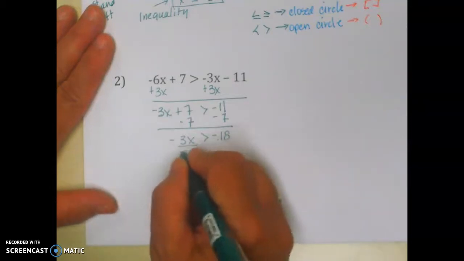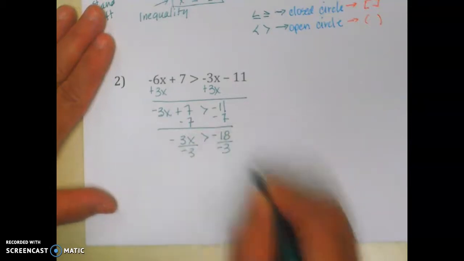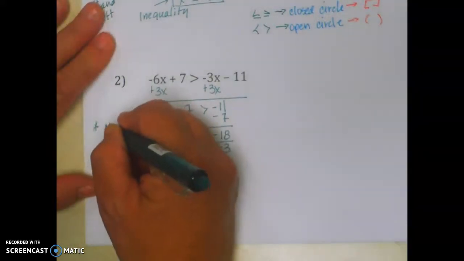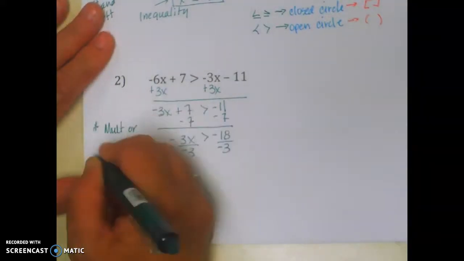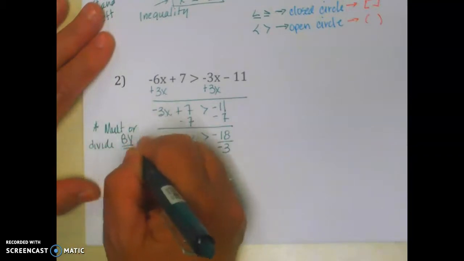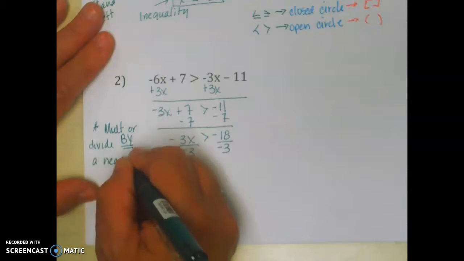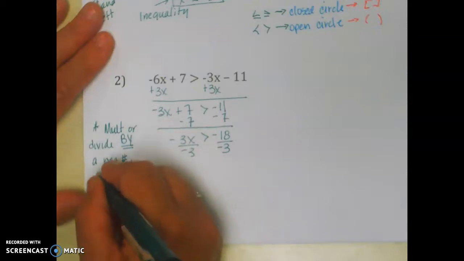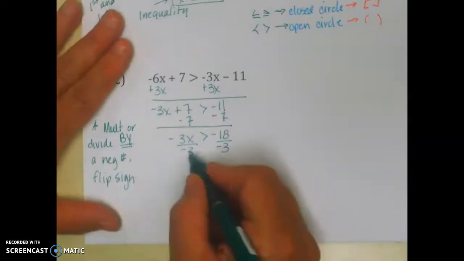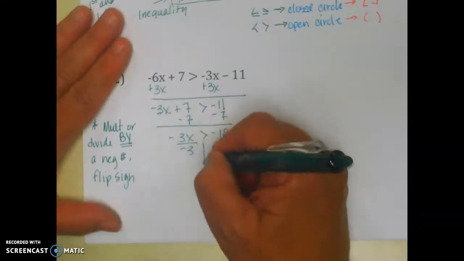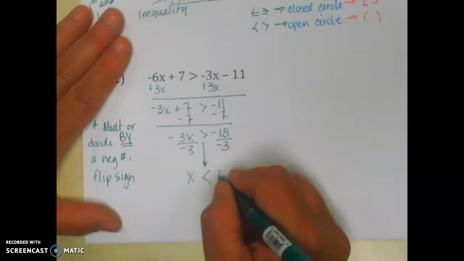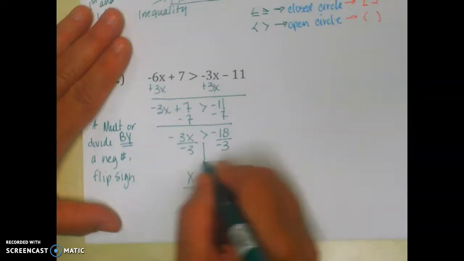I'm going to divide by a negative number. And this is where we stop, and we remember that if you multiply or divide by a negative number, say it with me, we're going to flip the sign. Flip the sign. Okay, so since I divided by a negative number, this sign is going to go from that to that. So x is less than 6, this is my inequality.